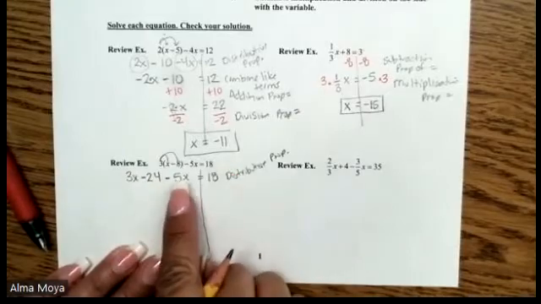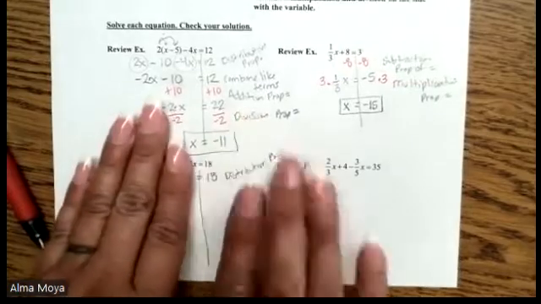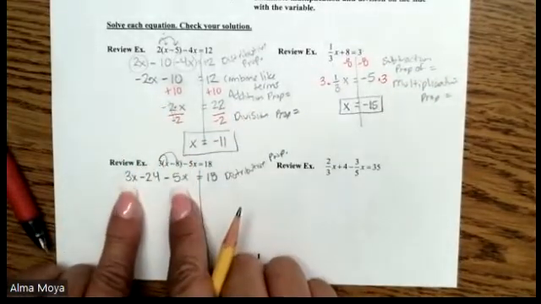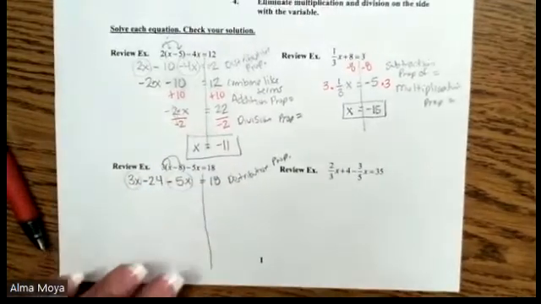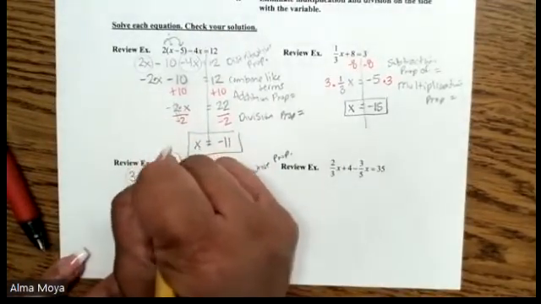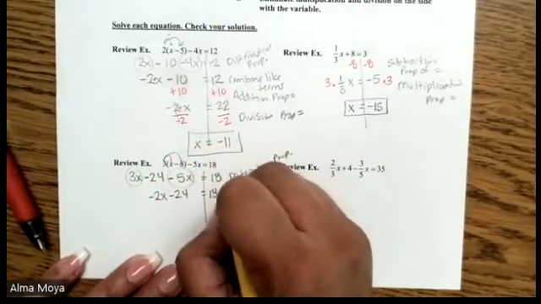Next, do not add 5x. You remember, this is one side of the equation, that's the other side of the equation. These are like terms, so I'm going to combine like terms. So 3 minus 5 is going to be a negative 2x. And that's combined like terms.